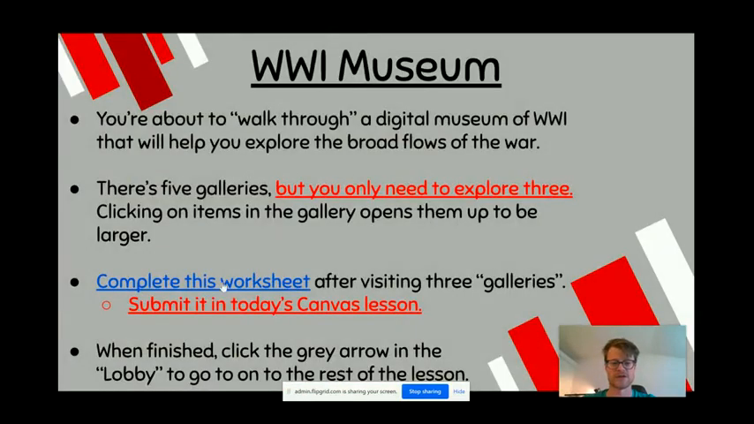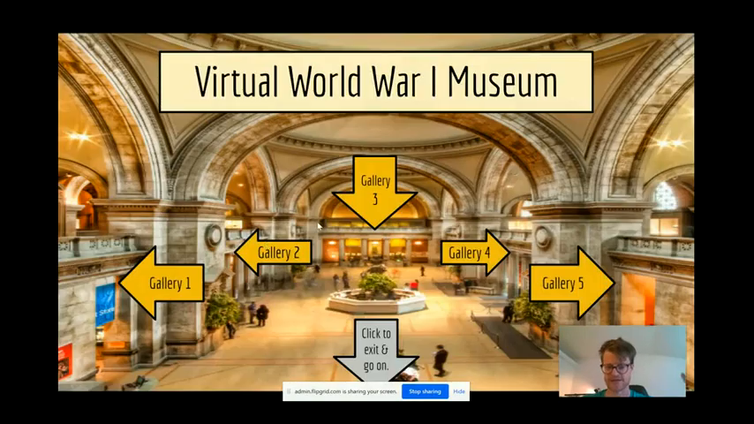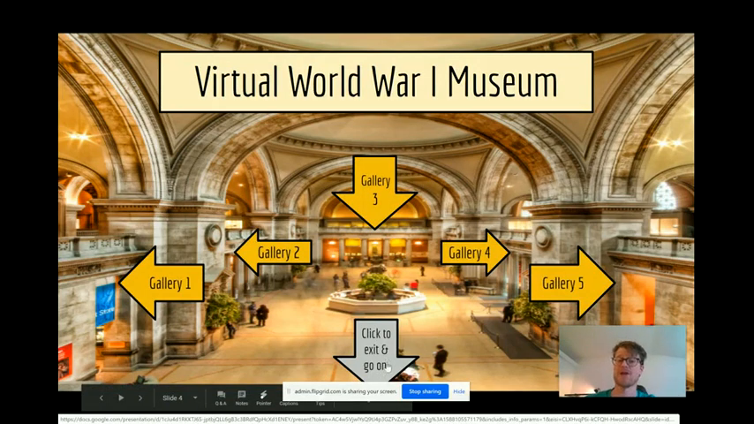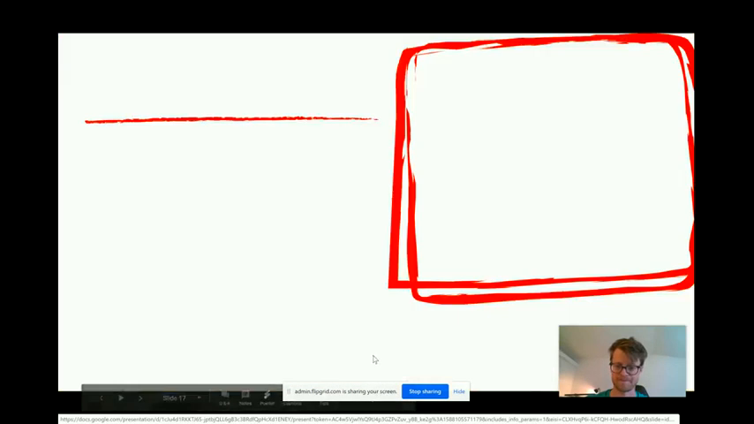In the virtual museum, it starts off here. There's a worksheet that you'll need. And then once you do it, and you'll turn that into today's Canvas lesson, you will then do this virtual World War I museum. For now, I'm going to assume that you've done that, and I'm going to go on and do the mini lesson. So as soon as you're ready, pause the video. You can do the virtual World War I museum, then go on with me.